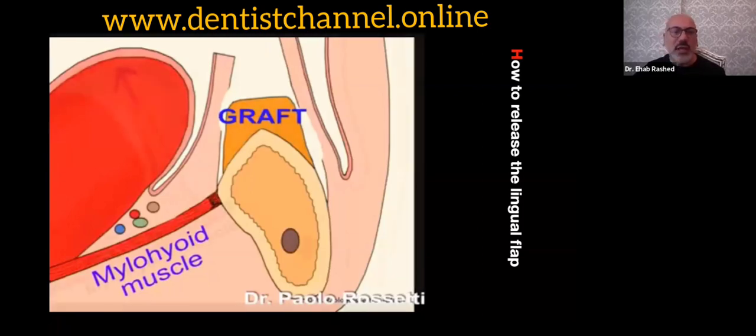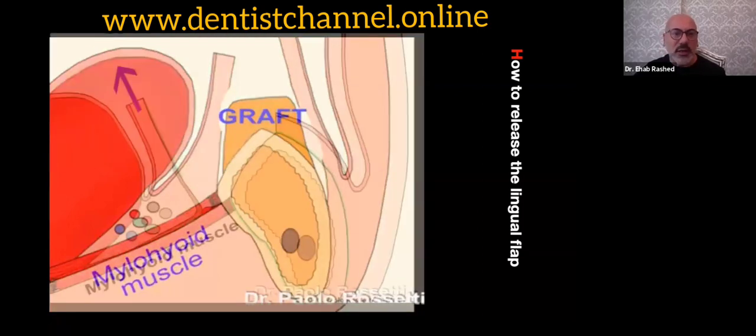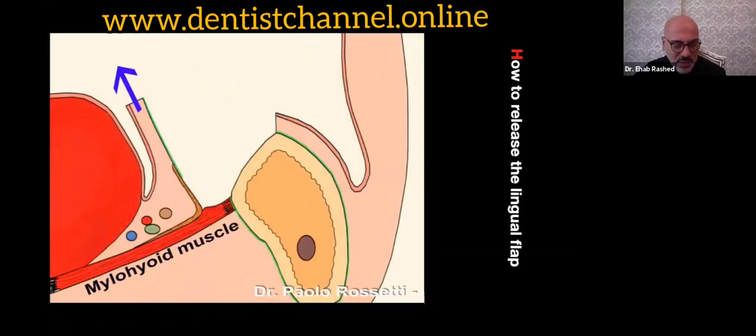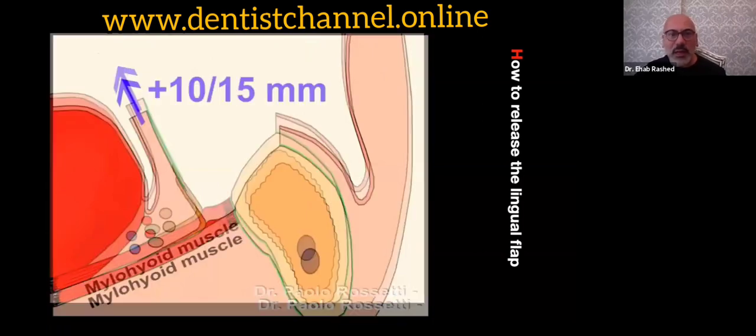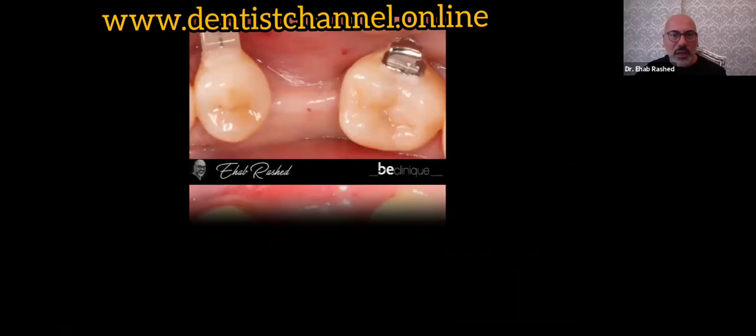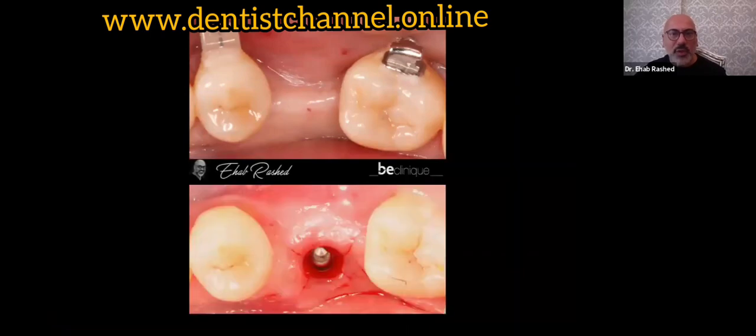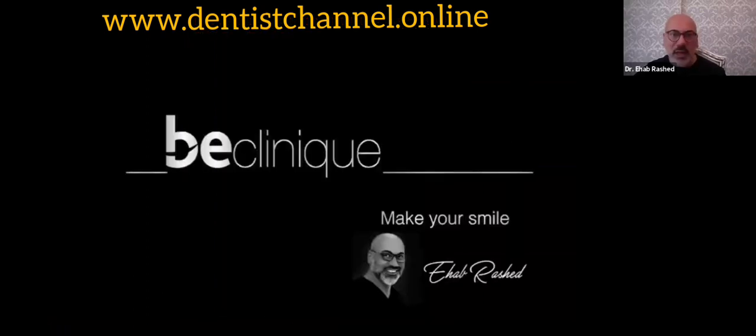And if you look at the second picture here, you can see how this is done. So we don't do any incision, separating only the muscle from the mucosa, and this is how you release the lingual flap. And you can extend it up to 10 to 15 millimeters, and you have a good amount of lingual flap to close. If you look at this case here, look at the amount of bone defect that we have on the buccal side. I implemented the same techniques, and look at the result at the end.